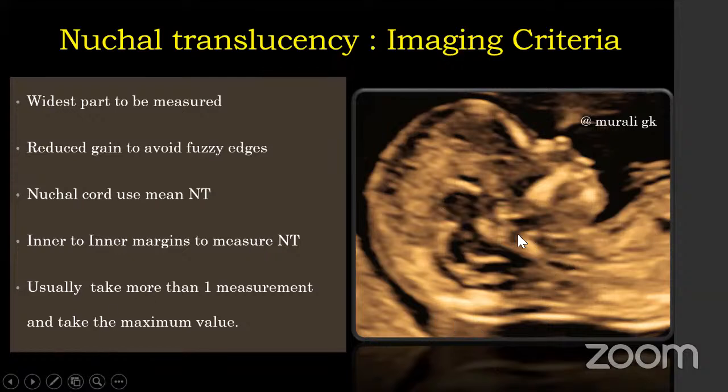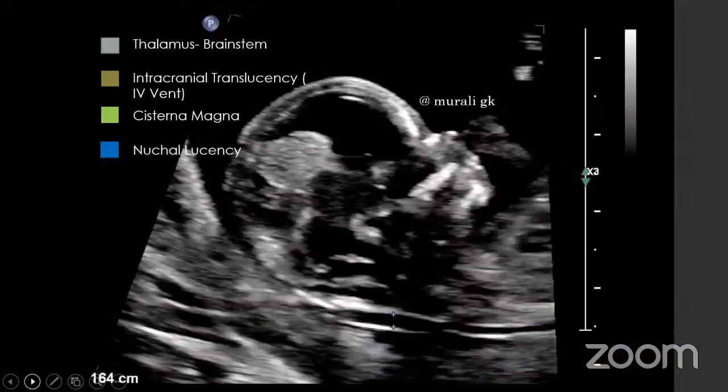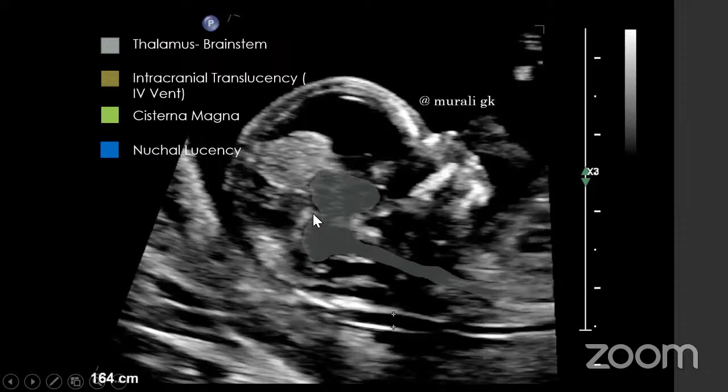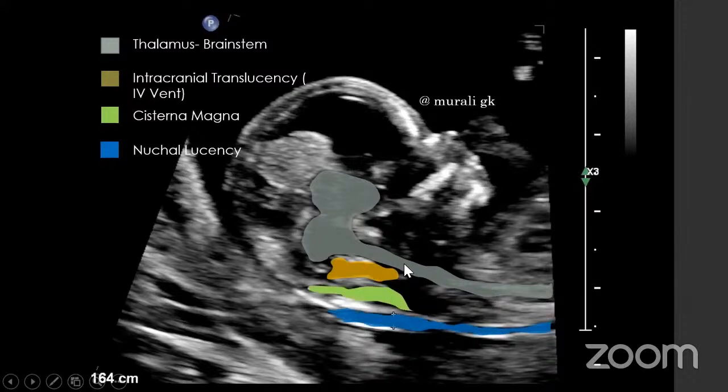So the posterior cranial fossa is important because it gives us a surrogate marker to look for neural tube defects as well as to suspect posterior fossa cystic lesions, basically a Blake's pouch or a Dandy-Walker malformation. Once you've seen the axial and the sagittal view, you go through certain landmarks. The first landmark is the thalamus and the brainstem. The next is your intracranial translucency, the cisterna magna, and the nuchal translucency. So you see 1, 2, 3, and 4 hypoechoic lines or hypoechoic spaces. If you see 3, then you suspect an underlying neural tube defect.